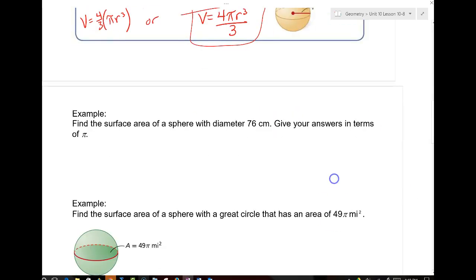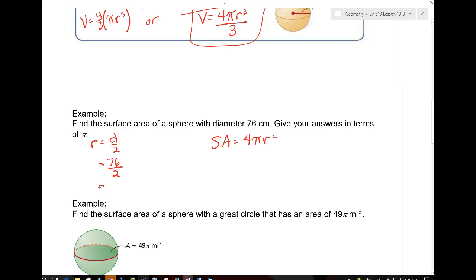All right, let's do this one real quick. It says find the surface area of a sphere with a diameter of 76 centimeters. First things first, write down your what? Formula. What is your surface area formula? Yeah, 4 pi r squared. Excellent. What do I need to know? I need to know the radius, correct? So to find the radius, don't I have to take the diameter and divide it by 2? So 76 divided by 2.